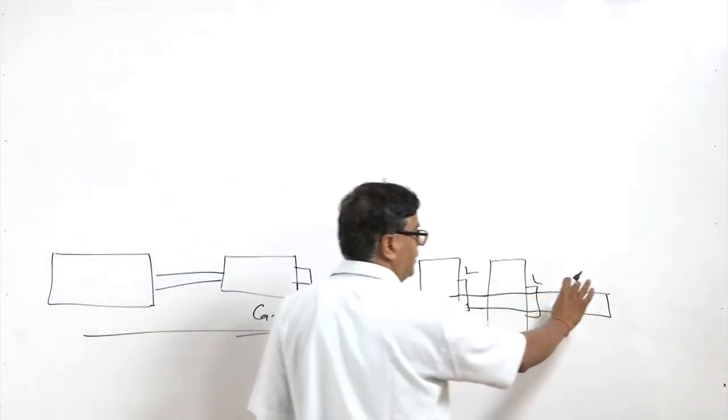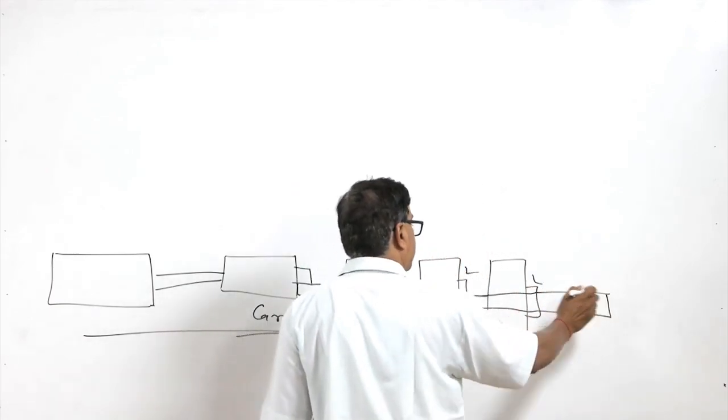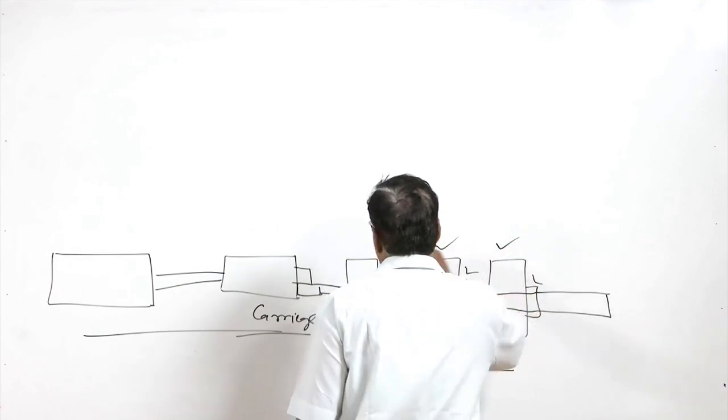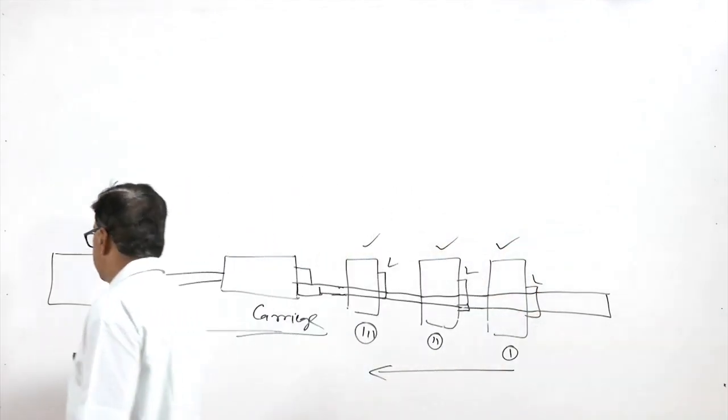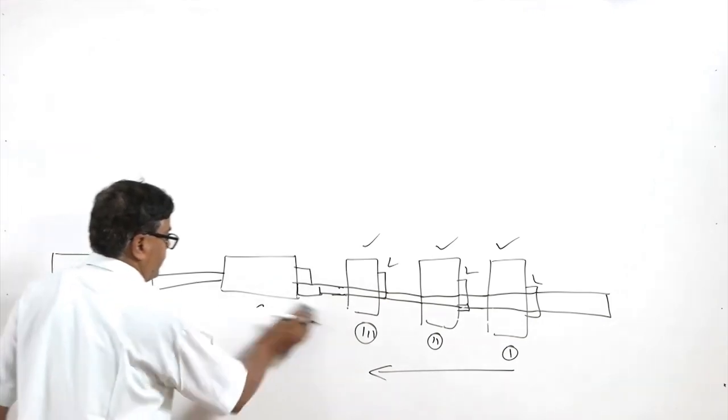The wire or the rod which is to be drawn is inserted, and then sequentially it is drawn in the different dies in stages in order to reach the final dimensions which are desired.